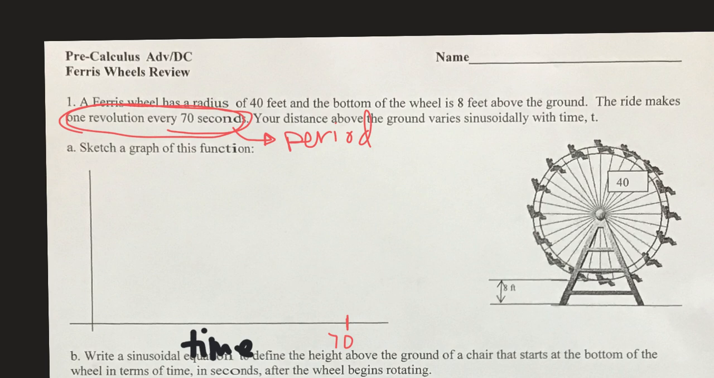And we're going to need that in the future to write our equation. Okay, but we need to use the b value. So we'll talk about that in a minute. Some other things that we need are this minimum, right? The bottom of the wheel is 8 feet above the ground.